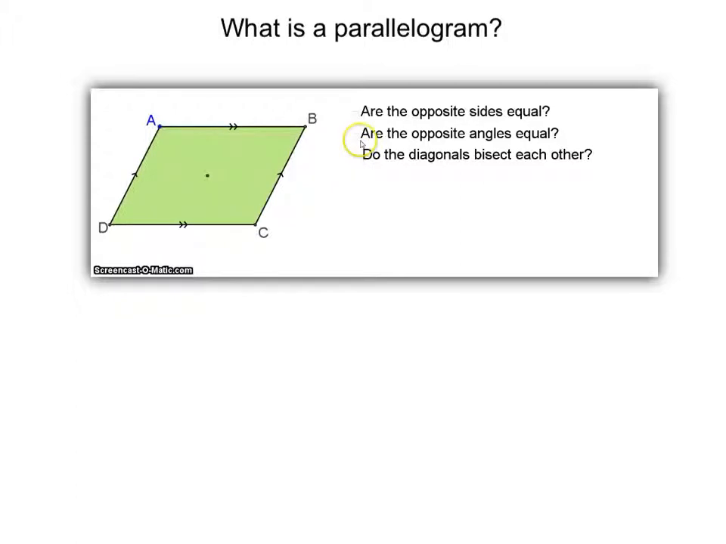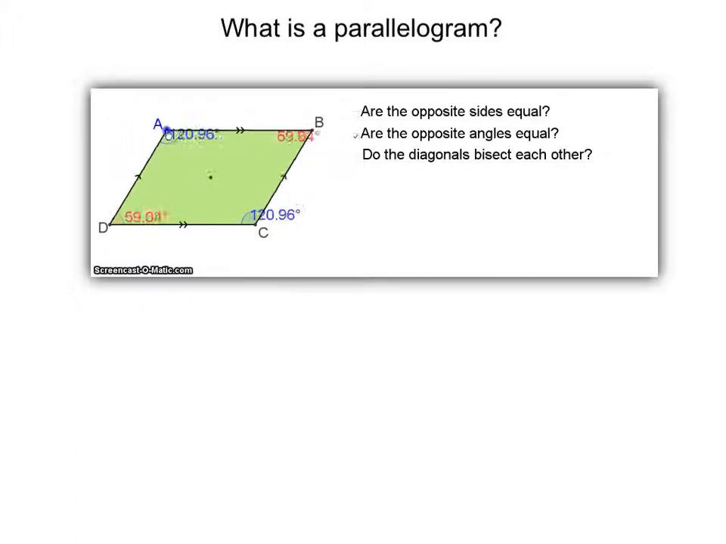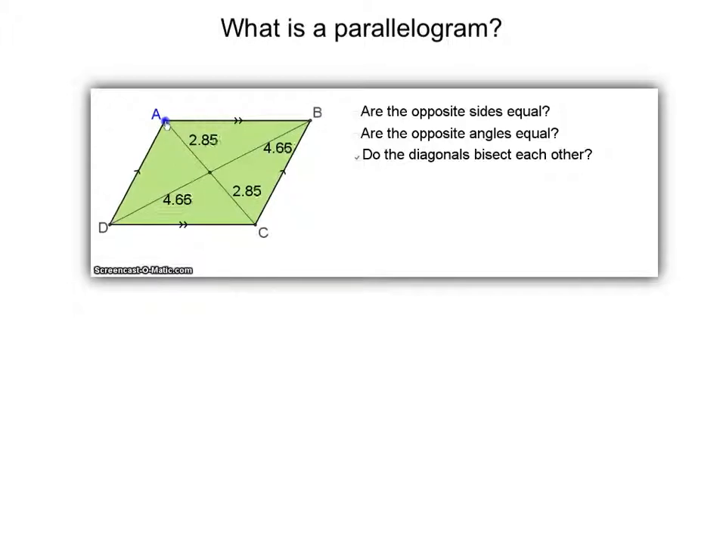So some of the properties of a parallelogram include, as you can see here, the opposite sides of a parallelogram are equal. No matter what the parallelogram is, the opposite sides are always equal. If we look at the opposite angles, you can see that the opposite angles are also equal. And no matter where I move the parallelogram, the opposite angles of the parallelogram are always equal. And if we look at the diagonals, you can see that the diagonals cut each other in half. No matter where I move it, those diagonals have the property that they always bisect each other.